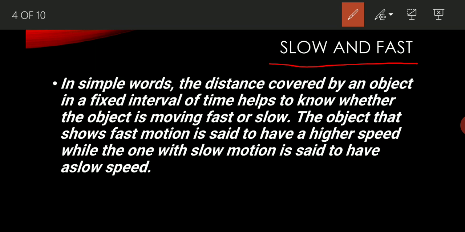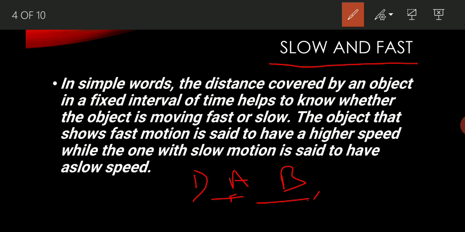Students, if something is moving, how can we consider whether it is moving slow or fast? Basically there are two ways. First, if we are comparing two substances, suppose there are two cars, car A and car B. If we are comparing these two cars, we can say that the car which is moving with high or fast speed can be considered fast, and the car which is moving with slow speed is considered slow.